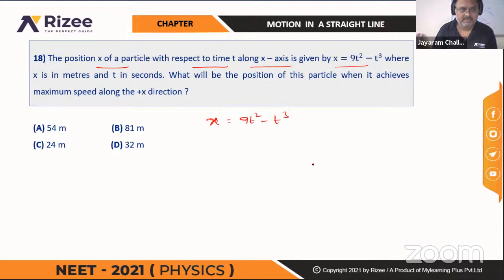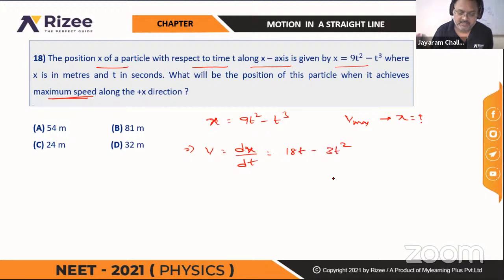He has provided where x is in meters. Find the position of the particle when it achieves maximum speed. That means when velocity reaches the maximum, at that instant x value is how much? For that, we need to find velocity first. So v is equal to dx by dt. That comes out to be 18t minus 3t square. This is the velocity.